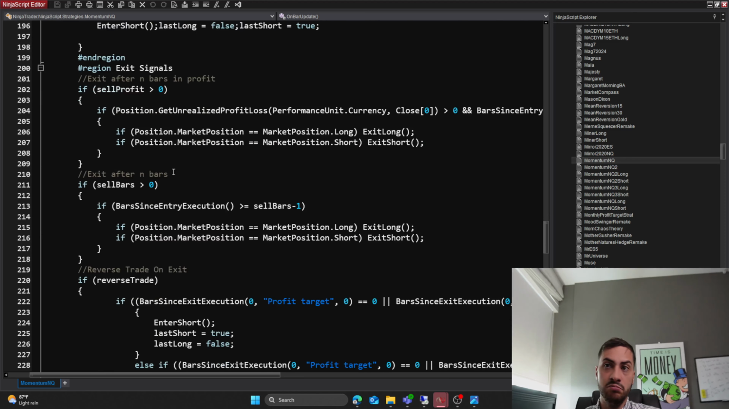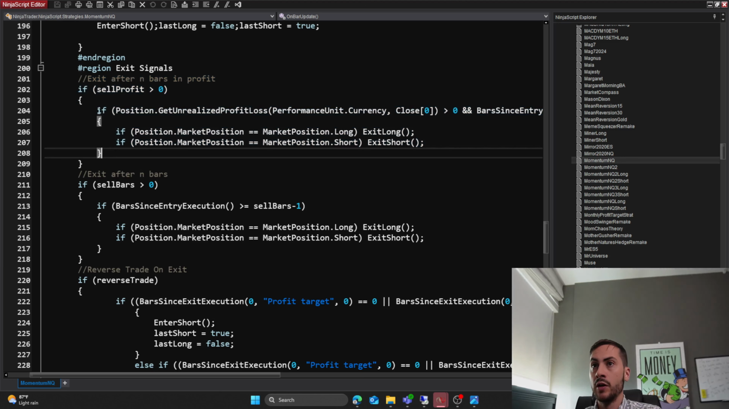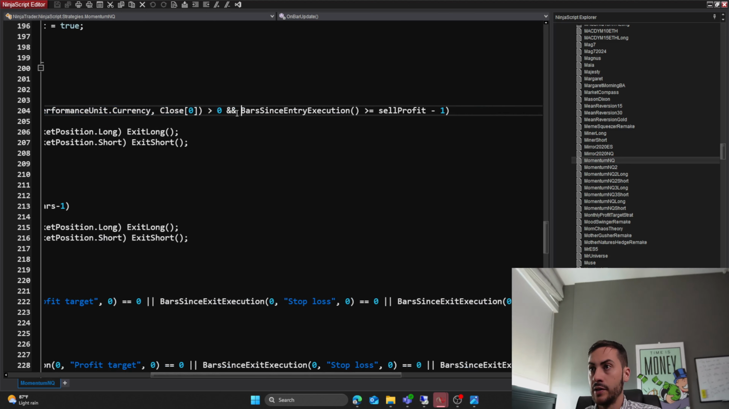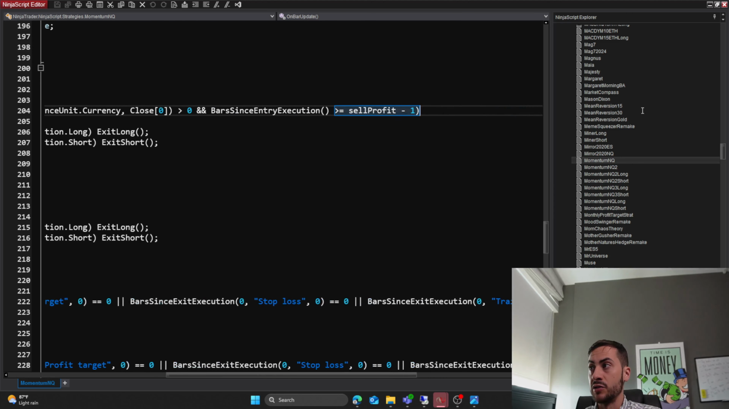Exit signals, this is being used, my apologies. So sell profit, this is definitely being used. So exit after N bars in profit, this is set to 60 for us. So what it does is it's checking our unrealized profit loss. And if it's above 0, so if we're in profit, right? And the bars since entry execution, so how many bars have passed since we entered, is greater than sell profit minus 1. I think I have the minus 1 because it can't be 0, so it has to at least default to 1.